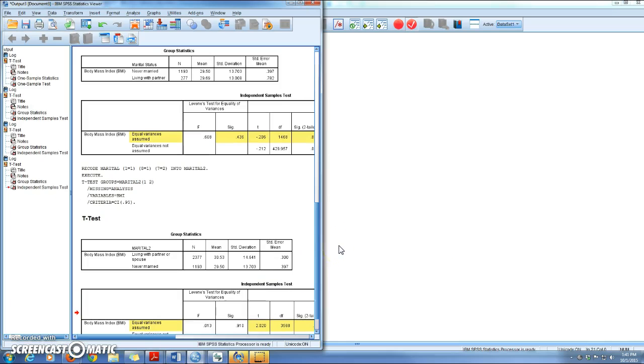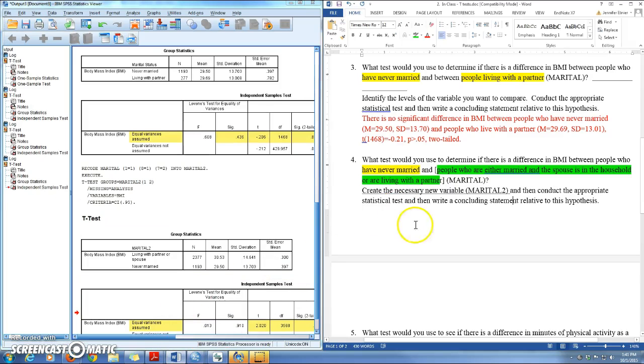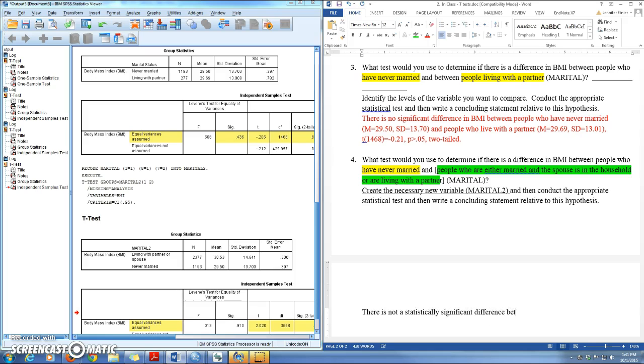So we can write this up, right? There is not a statistically significant difference between people who have never married. I kind of like doing it this way now that I started doing it, so I go ahead and just type in these means. Oh, and you guys, surely you caught me, right?